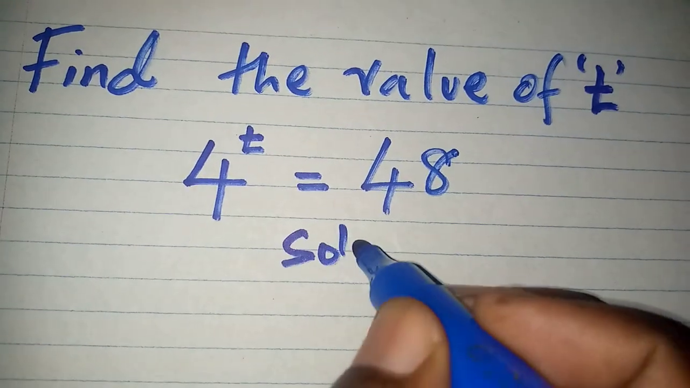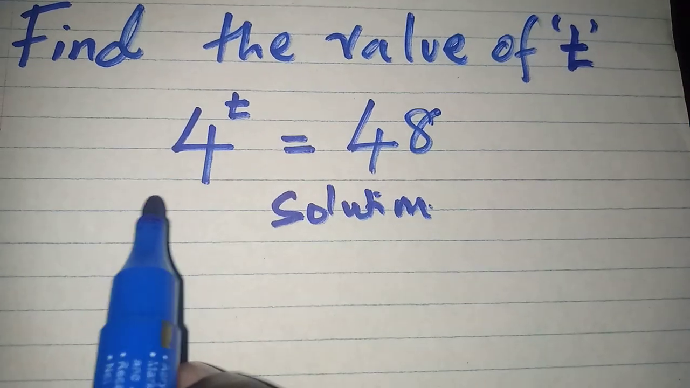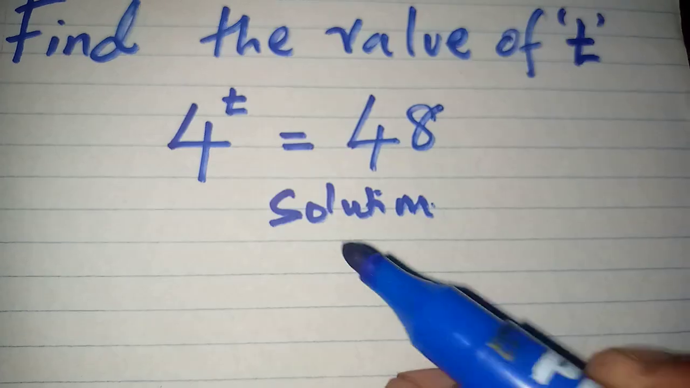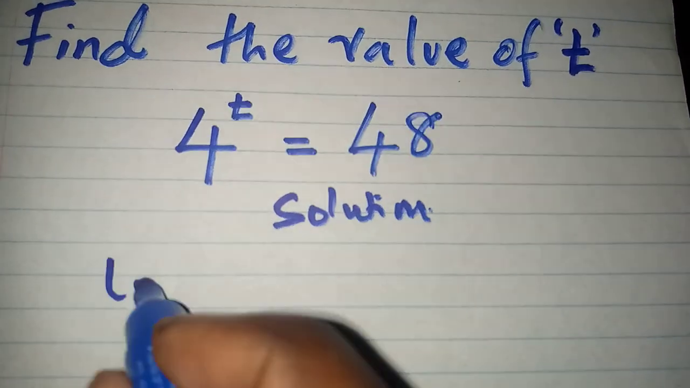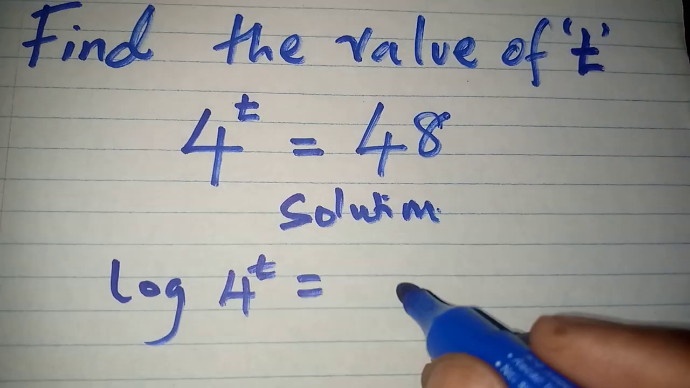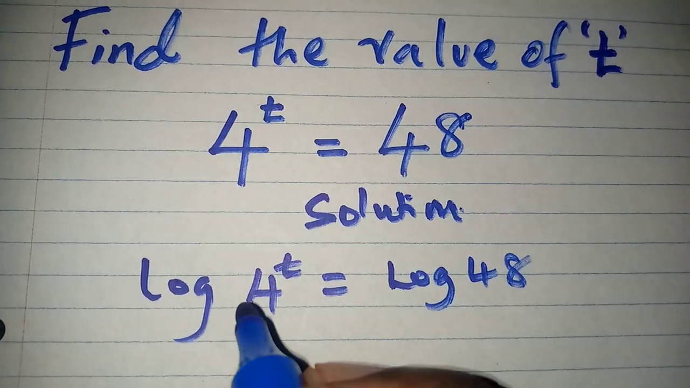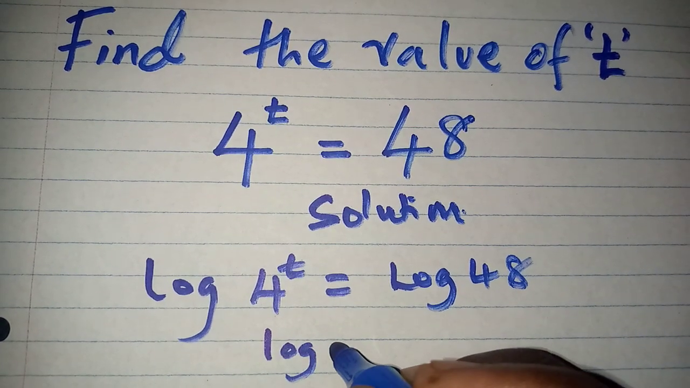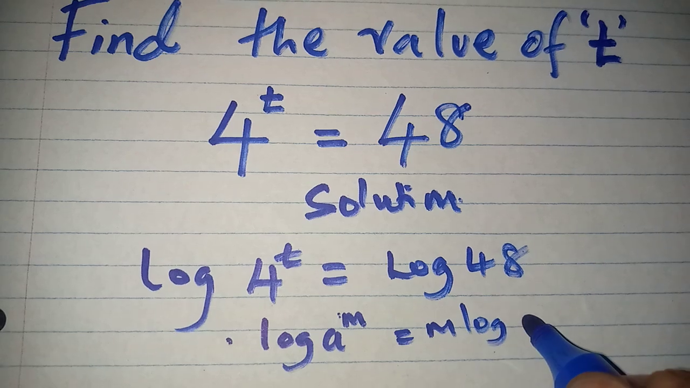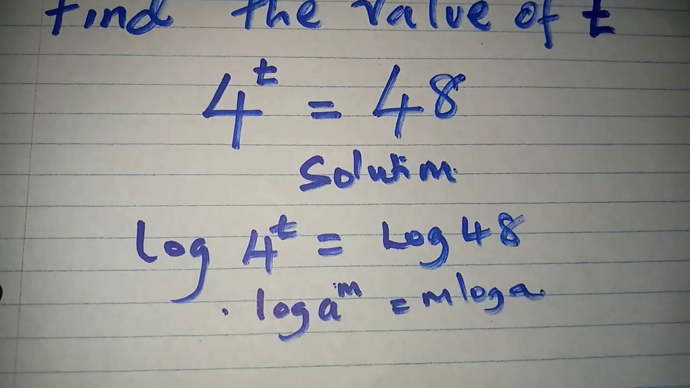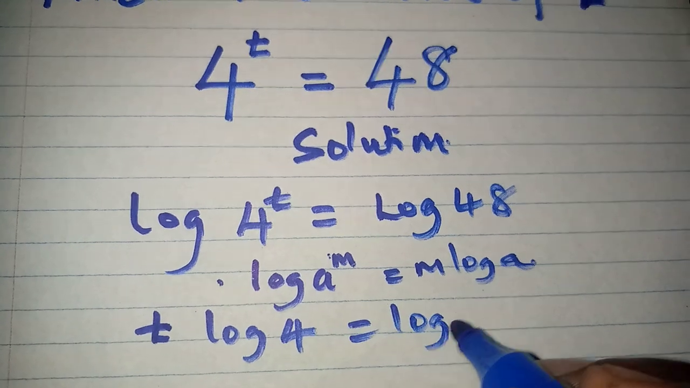So solution: I'll start by quickly introducing the logs on both sides, since I cannot write 48 to the smallest base. So I'll introduce log on both sides of the equation. The next step, using the law of log, a power m, then this can come here as m log a. I'll want to use it here so that I'll have t log 4 is equals to log 48.